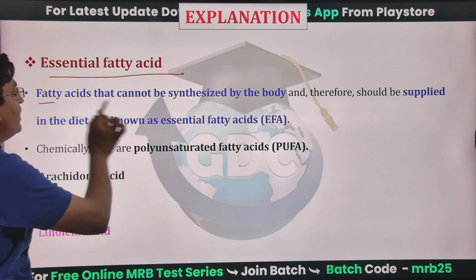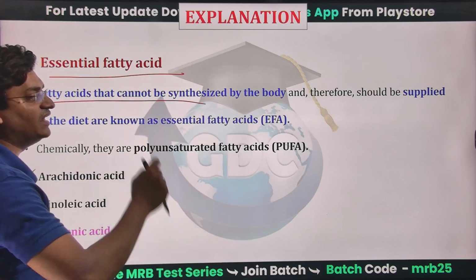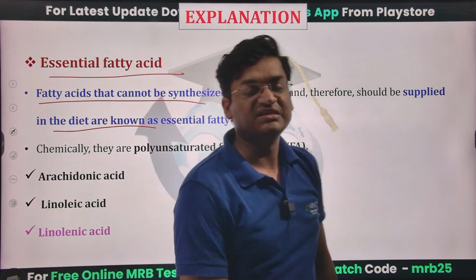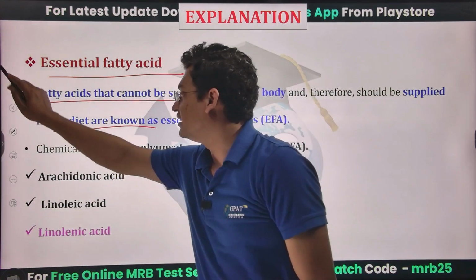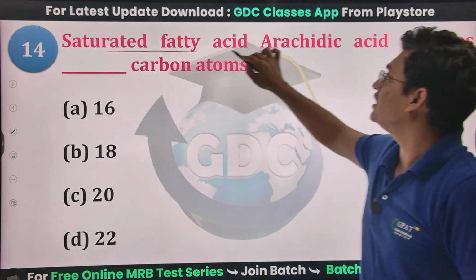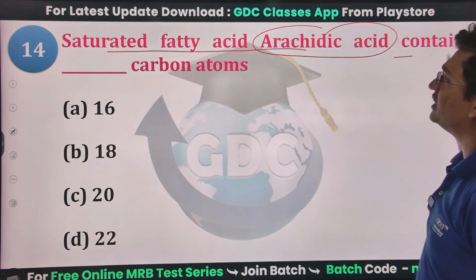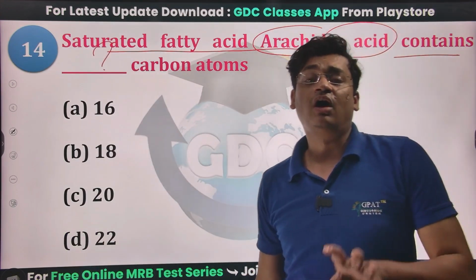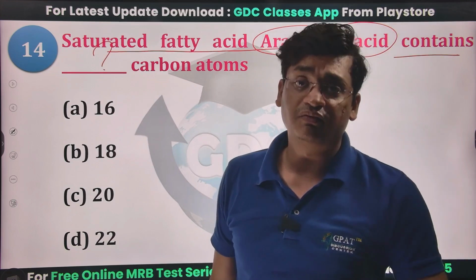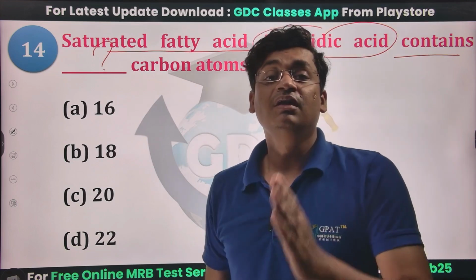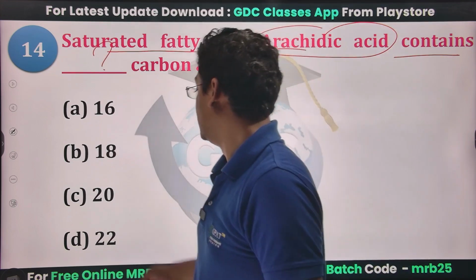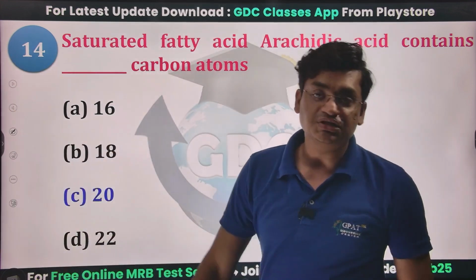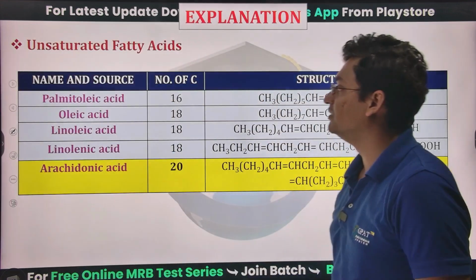Essential fatty acids are fatty acids that cannot be synthesized by the body and therefore should be supplied in the diet. Now, saturated fatty acid arachidic acid contains dash carbon atoms. Arachidic acid is formed of 20 carbons, a 20 carbon chain. So yes, C will be the right answer here.